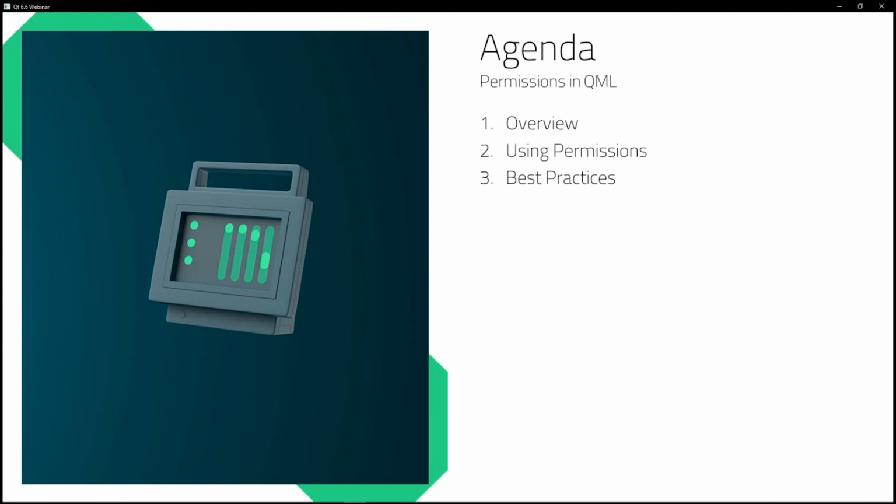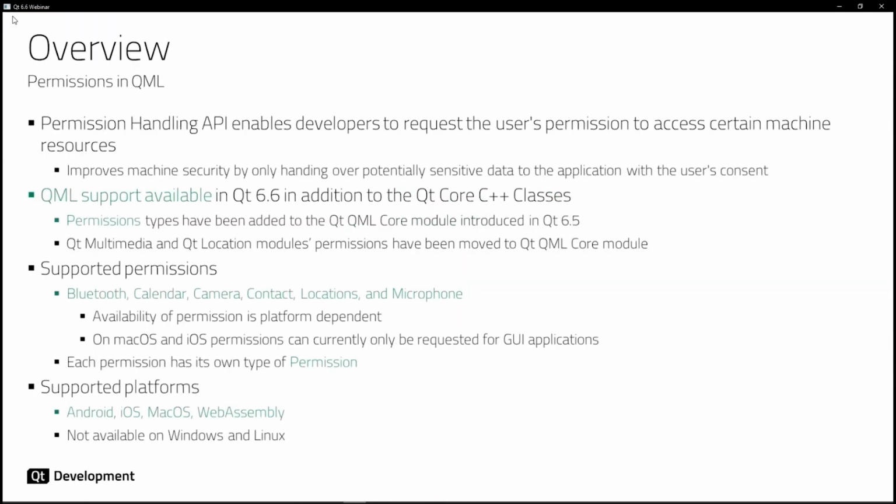Yes, thank you, Ben. So I will be introducing you to permissions in QML today, with a bit of overview, explaining how to use permissions and some best practices we recommend. This API enables developers to request the user's permission to access certain machine resources, and therefore it improves machine security by only handing over potentially sensitive data to the application with the user's consent.